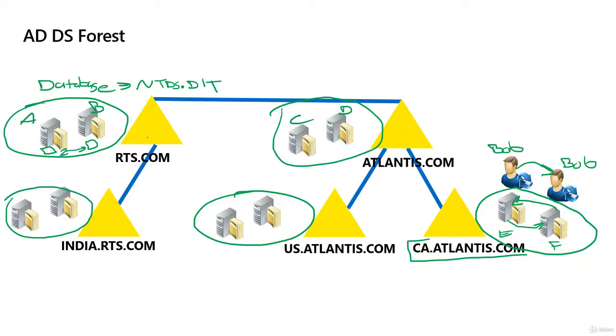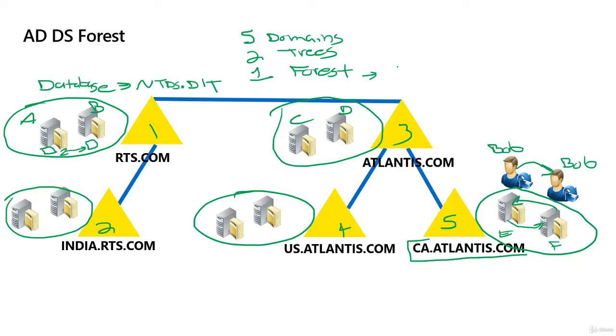So we have, in this picture, we have 1, 2, 3, 4, 5 domains. I have 2 trees. We know the Atlantis.com child domains below our tree, and the RTS.com, any child domains it have, would be 1 tree. And we have 1 forest. So that would be our design. Now, the hallmark of a forest is this trust relationship between these domains, so they can share resources.